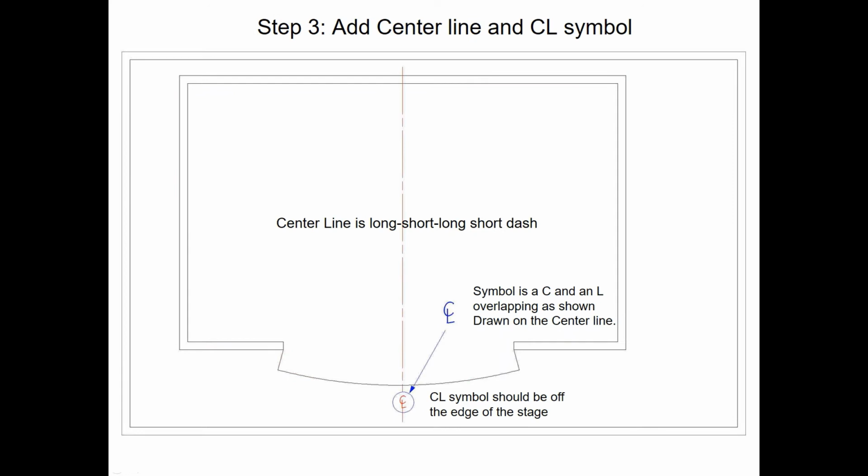Then we're going to add the center line and the center line symbol. So a center line is a long, short line. The short part should be maybe 1/4 of an inch, and the long part should be a good inch or so. I mean, it needs to be a nice difference. It doesn't really matter exactly what the spacing is. I'm not going to come in with a ruler and measure them, although they should be all the same.